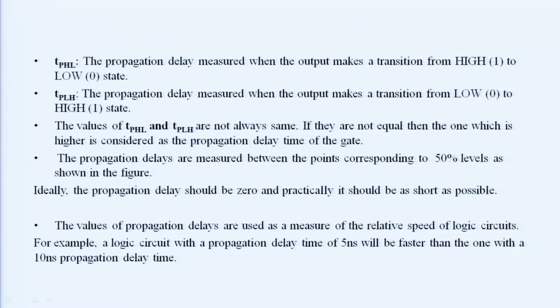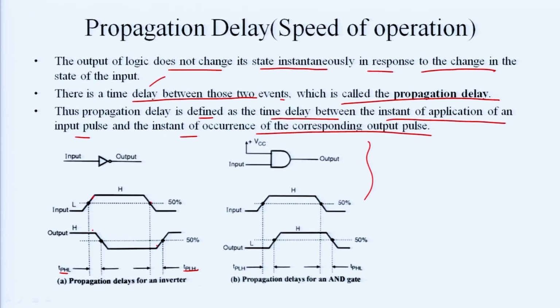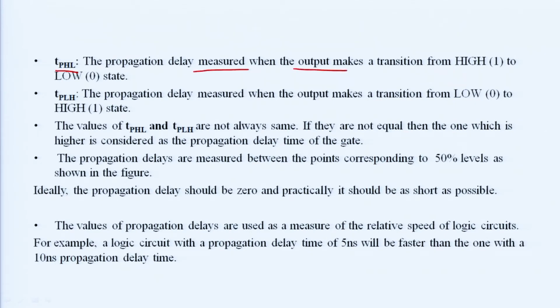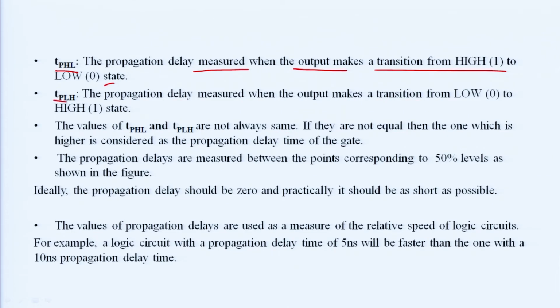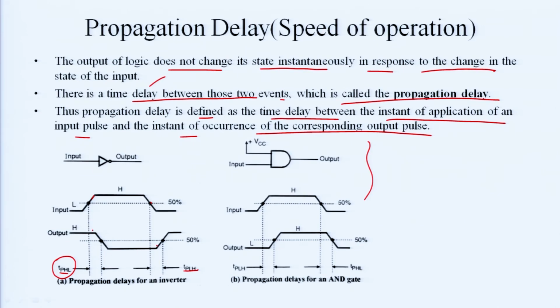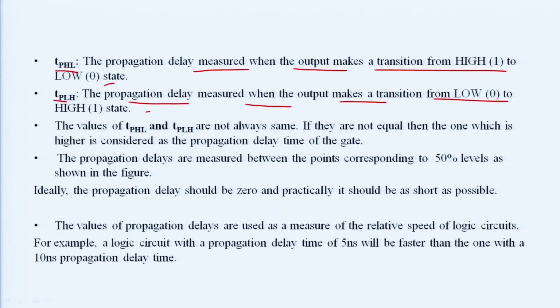So, what is TPHL? Here you can see, this is TPHL, what is this? The propagation delay measured when the output makes a transition from high 1 to low 0 state. You can see here high 1 to low 0 state, right. Then what is TPLH? The propagation delay measured when the output makes a transition from low 0 to high 1 state. So, these two points are clear now. Okay. The values of TPHL and TPLH are not always the same. If they are not equal, then the one which is higher is considered the propagation delay time of the gate. Okay. The propagation delays are measured between the points corresponding to the 50% level as shown in the figure.